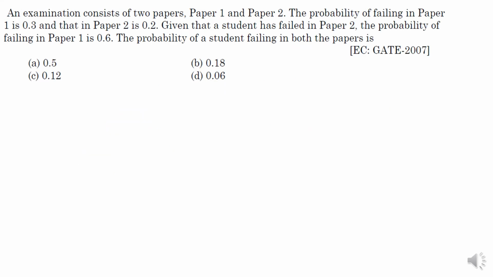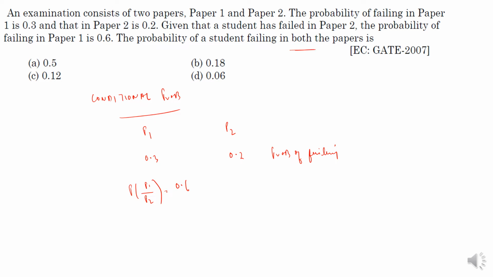Now let us see this question. This is on the concept of conditional probability. Let us see first of all what the question is. An examination consists of two papers, paper 1 and paper 2. The probability of failing in paper 1 is 0.3 and that in paper 2 is 0.2. Given that a student has failed in paper 2, the probability of failing in paper 1 is 0.6. What is the probability that the student is failing in both the papers?